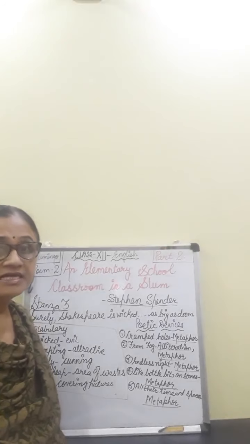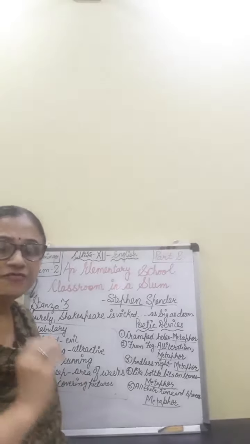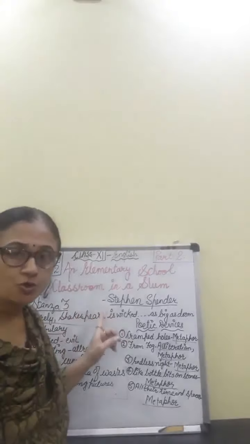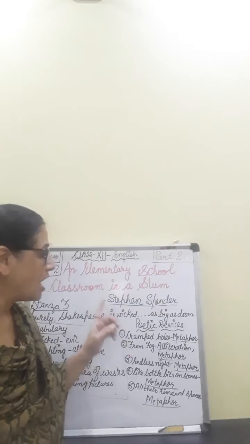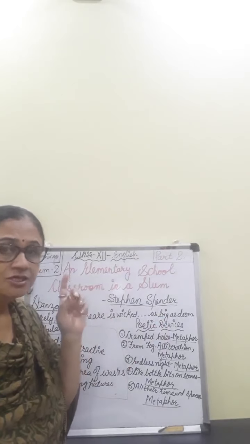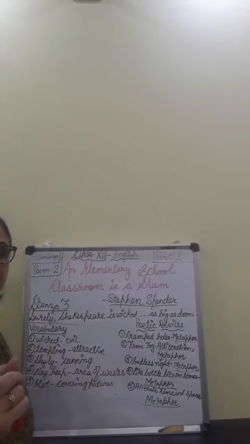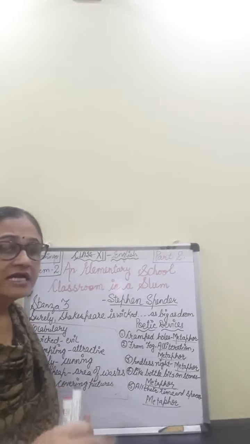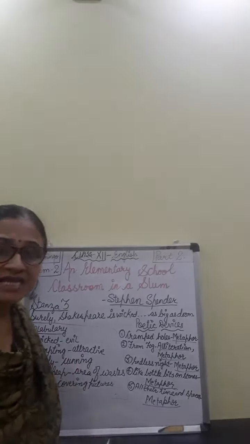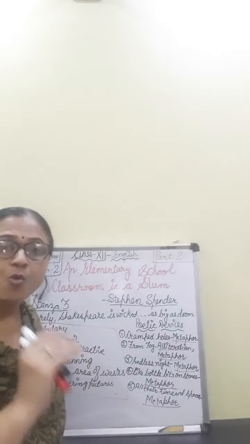So students, let's start with the third stanza. The third stanza starts from, students, "Surely Shakespeare is wicked," up to "as big as doom." The first line tells us, and it is connected with the last stanza, if you remember, I told you that for these students, the poster of an eminent personality like Shakespeare is totally null and void. It's worthless.